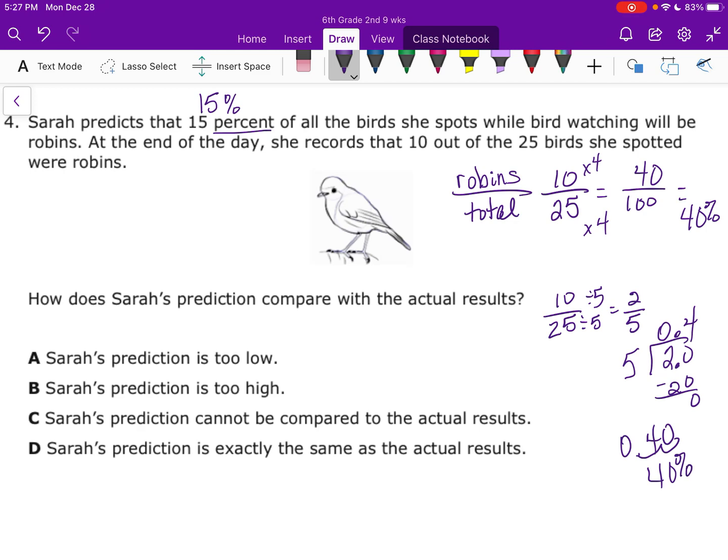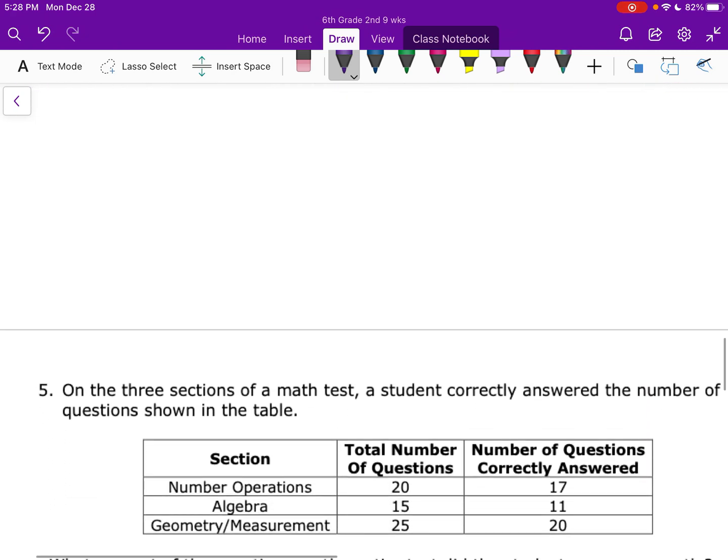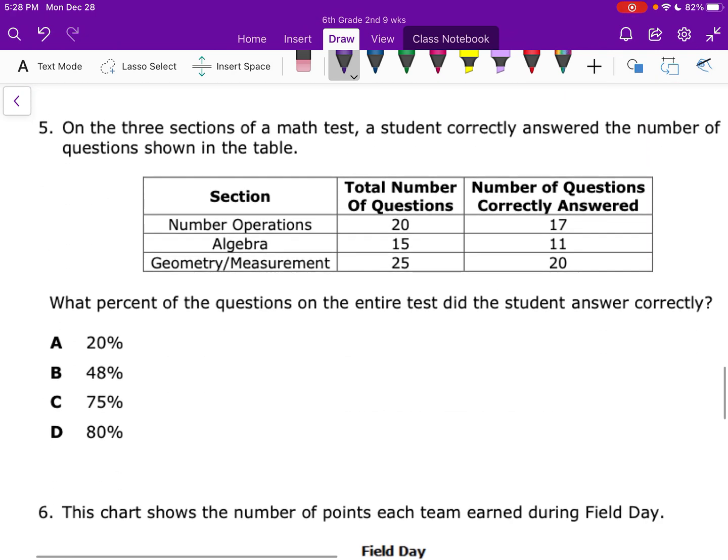So how does Sarah's prediction compare? So Sarah's prediction was that it would be 15%. But what actually happened was that it was 40%. So Sarah's prediction is too what? Yeah, it's too low. 15% compared to 40, it's smaller, right? So her prediction was too low. All right, let's look at number 5. Let's see how it's different.